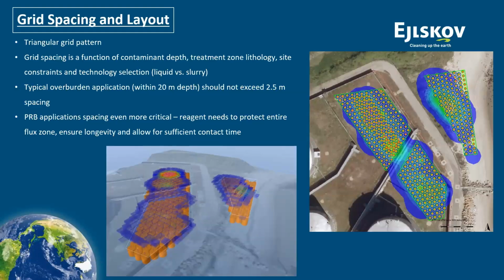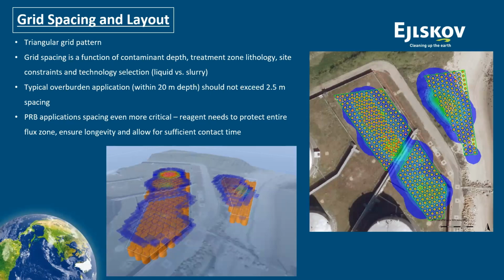Again, bound to the design is the grid spacing and the layout. So we generally recommend to work on a triangular grid pattern to achieve the most homogeneous distribution you can think of. The spacing is of course a function of how deep the contamination is, the type of lithology, geology at your site, and then look at the site constraints. So not always you'll be able to have a perfectly homogeneous triangular grid.